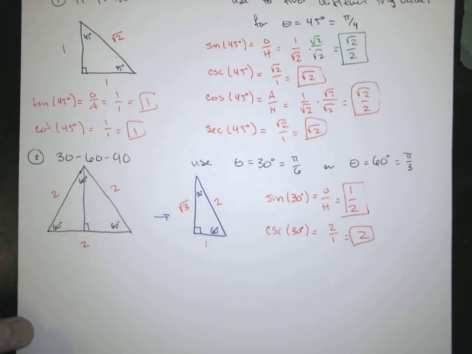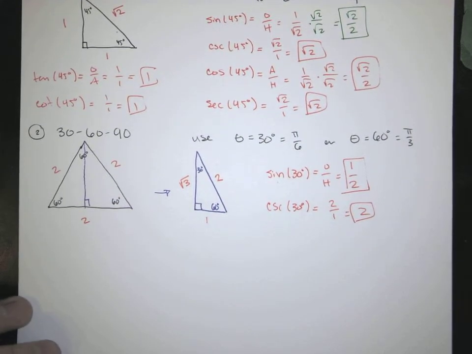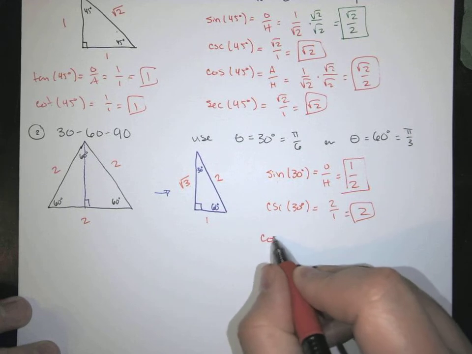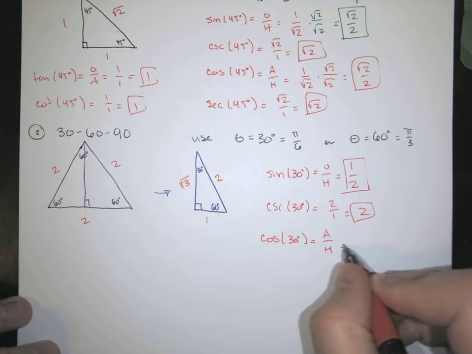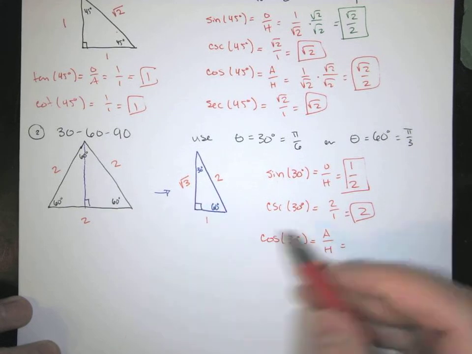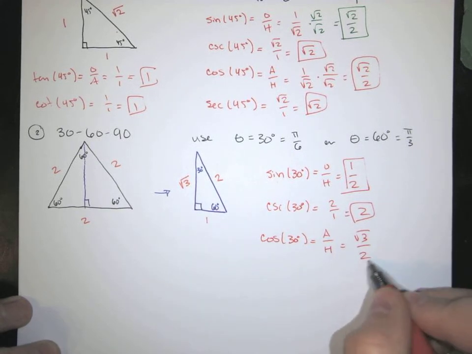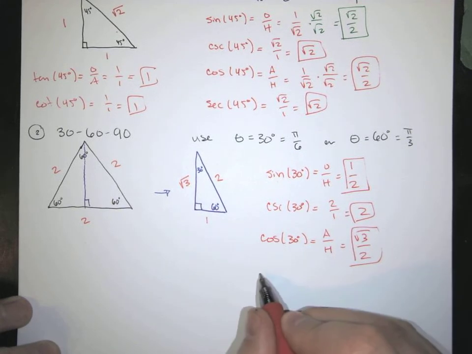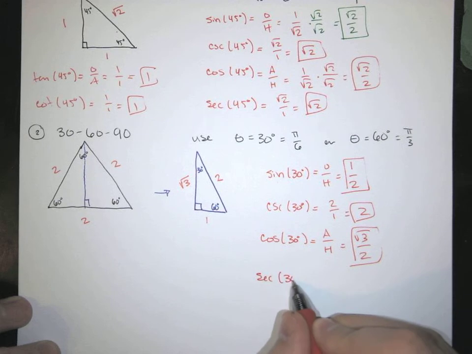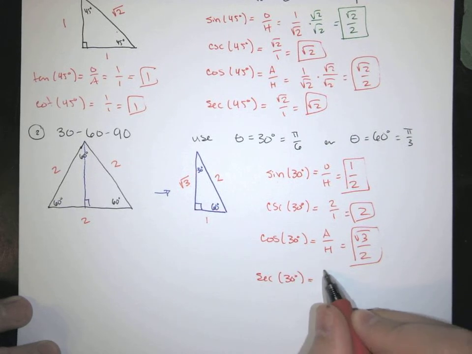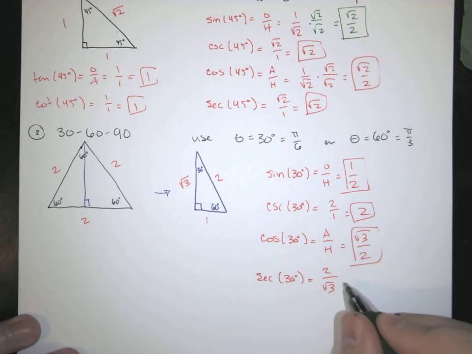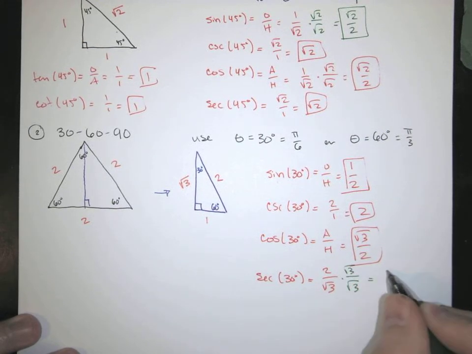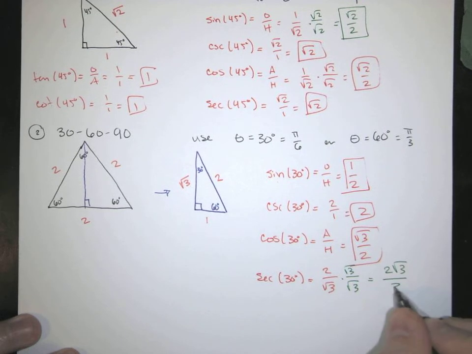If we do cosine of 30 degrees, that's the adjacent over the hypotenuse. That's going to use the root 3, right? So the adjacent is root 3, hypotenuse is 2. If I do secant and I flip it, so 2 over the root of 3, that one we'll have to rationalize, right, because it's got the root on the bottom. So that's going to look like 2 times root 3 over 3.